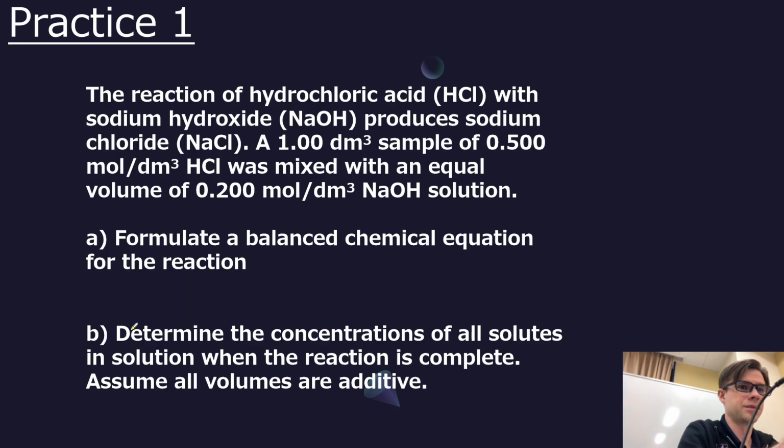So let's keep this in mind. C equals N over V. So the reaction of hydrochloric acid, HCl, with sodium hydroxide, NaOH, produces sodium chloride, NaCl. A 1 decimeter cubed sample of 0.5 mole per decimeter cubed HCl was mixed with an equal volume of 0.2 mole per decimeter cubed NaOH solution. Formulate a balanced chemical equation for the reaction.